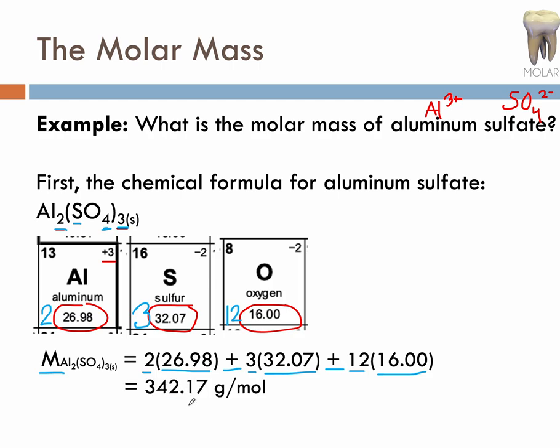The number of significant figures that I can keep here is going to be to 2 decimal places, and that's because I'm using my adding rule, right? So there's 2 decimal places, 2 decimal places, 2 decimal places. So I add those all up, and I get 342.17. The unit is grams per mole. It's my unit of molar mass, grams per mole. And that is how you calculate molar mass for a compound.